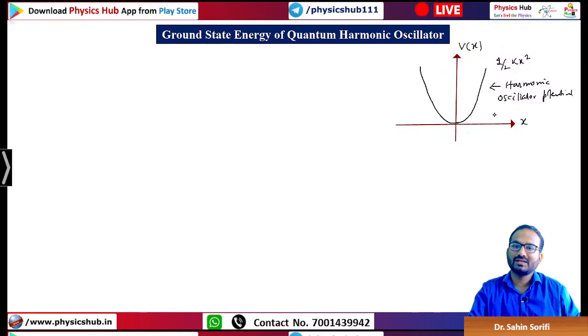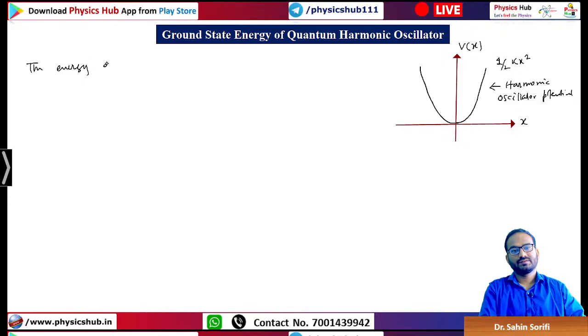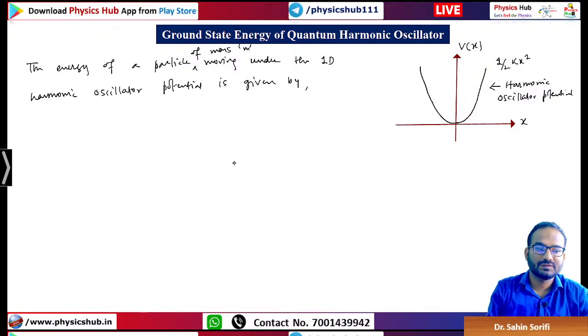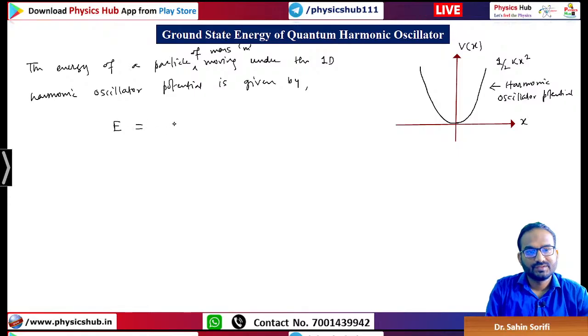So if a particle is moving under this potential, what will be the energy? The energy of a particle of mass m moving under the influence of the 1D harmonic oscillator potential is given by, what will be its value? E is equal to p square by 2m plus half m omega square x square, you can write.